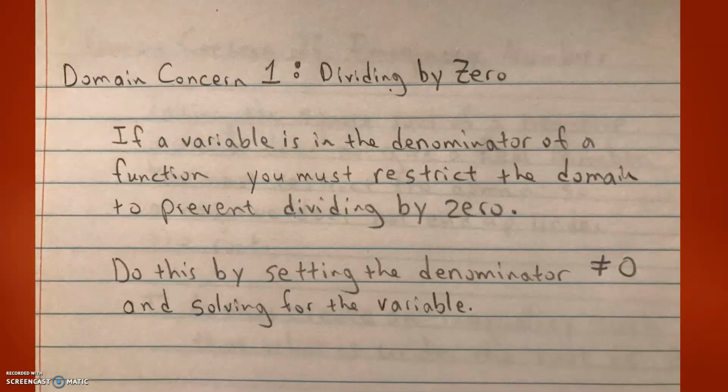The first is dividing by 0. So if we want to talk about the domain of a function, we know that we can't divide by 0 because division by 0 is undefined. So if we see a fraction and it has a variable in the denominator, we need to inspect this. So if a variable is in the denominator of a function, you must restrict the domain to prevent dividing by 0. You don't want the bottom to be 0. So you do this by setting the denominator not equal to 0 and solving for the variable. So you only have to look at the denominator in this case.